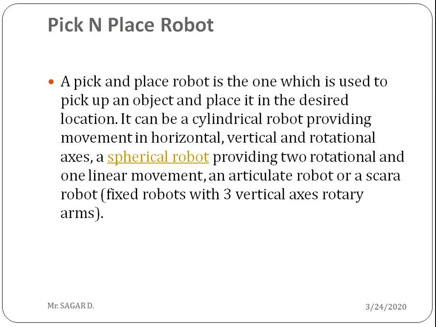A pick and place robo is one which is used to pick up an object and place it at a desired location. So it is widely used in industry for material handling. It can be a cylindrical robo providing movement in horizontal, vertical and rotational axis, or a spherical robo providing two rotational, that is 2R, and one linear, means 2R, 1L or 1P movement.